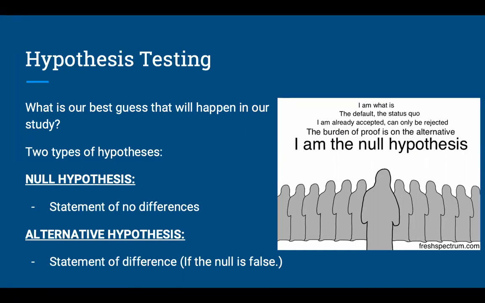Number one, the first one's going to be the null. This is the statement of no differences. This is what we usually accept as the default. It's the status quo. And these are the types of hypotheses that can only be rejected. We're always going to be starting off with this null hypothesis.